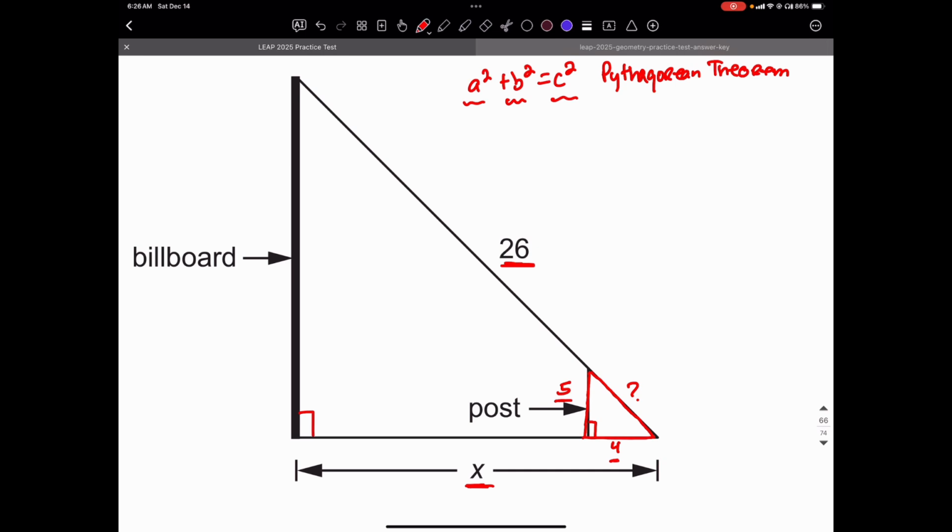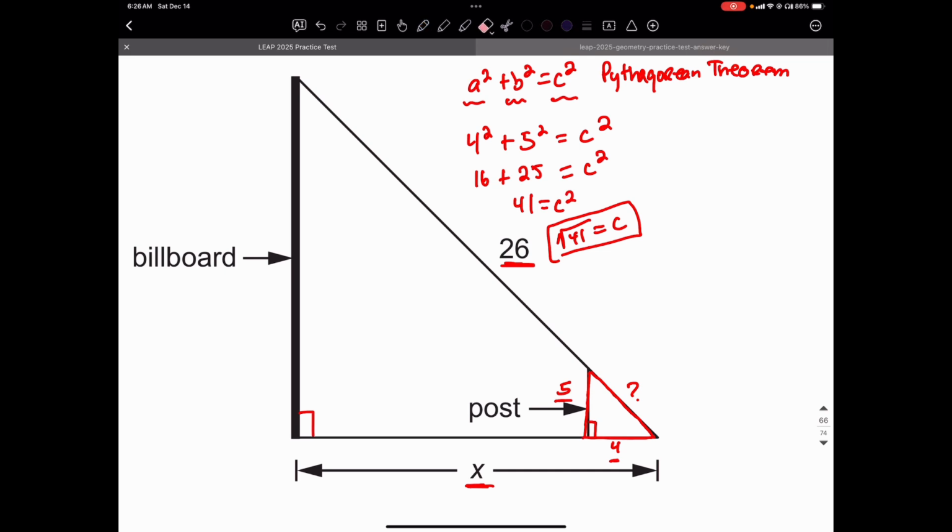So our a would be 4 squared plus our b, 5 squared, equals c squared. 4 squared is 16, 5 squared is 25, equals c squared. 41 equals c squared, so we take the square root of 41 to get a value of c. I'm going to leave it like that. That's perfectly okay. That's more precise than if you tried to turn it into a decimal or a fraction. So now I have a side length of the square root of 41.